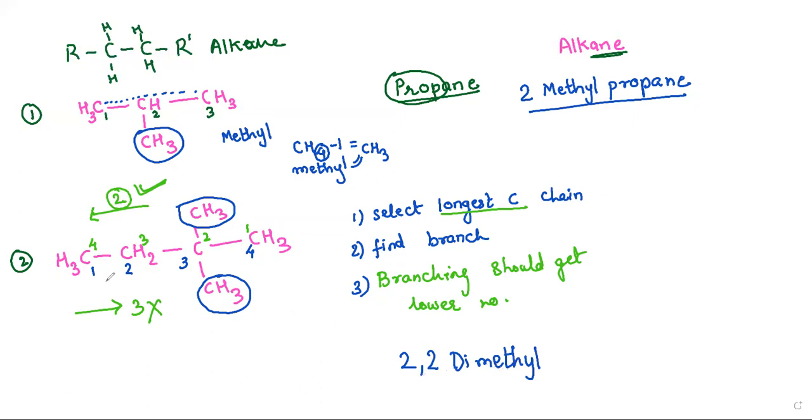Then I have to see how many carbon atoms are in the parent chain, the longest chain. There are a total of 4 carbon atoms. If 4 carbon atoms are there, then the parent name comes out to be butane. So it is 2,2-dimethyl butane. So its name will be 2,2-dimethyl butane, and that is your answer.